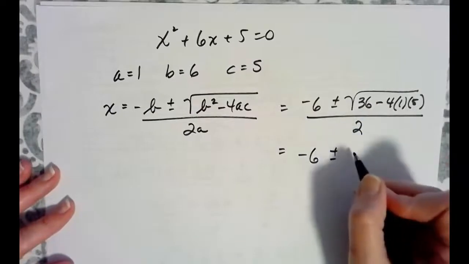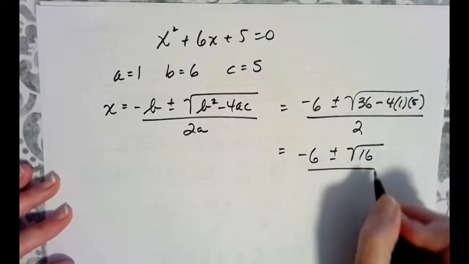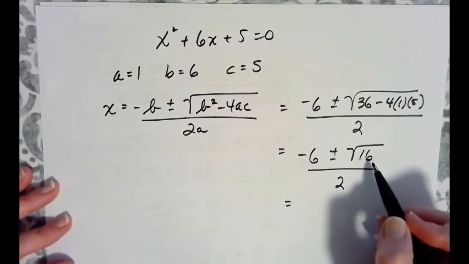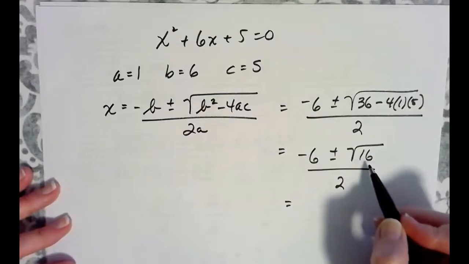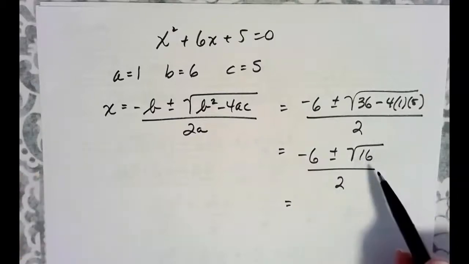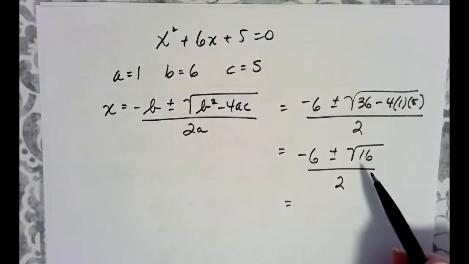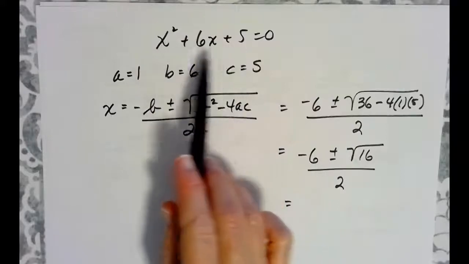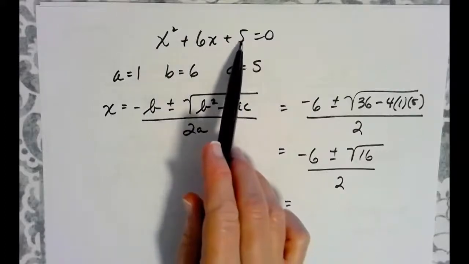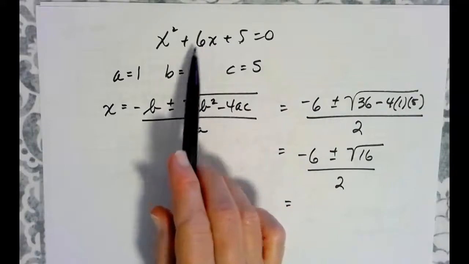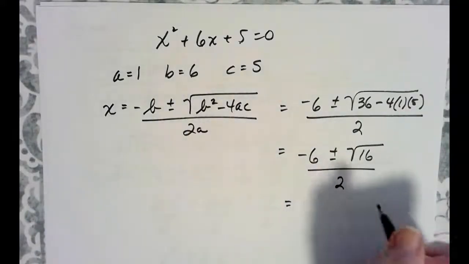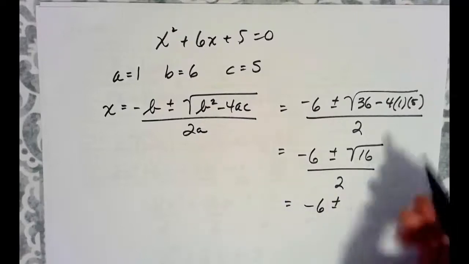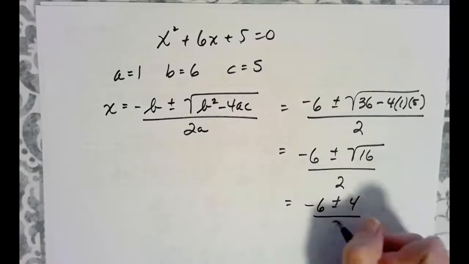36 minus 20, 36 minus 20 is 16, which is a perfect square. And in our next video, we're going to find out the significance of the number underneath the radical. And in this case, it's a perfect square. And when you have a perfect square underneath the radical, it means that your expression was factorable, which it is. Factors of 5 that add up to 6 were 5 and 1. We're going to see that in just a moment. So, negative 6 plus or minus the square root of 16, which is 4, all over 2.